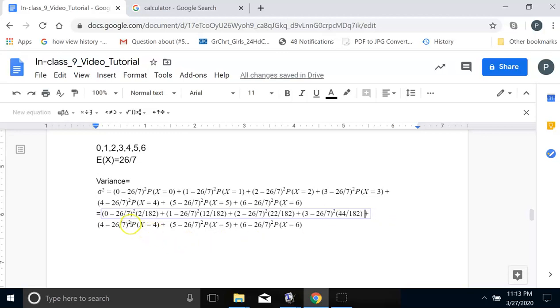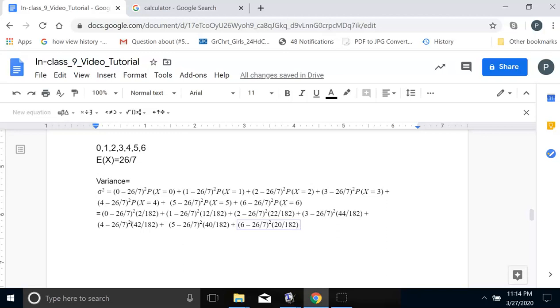Probability x is 4 was 42 over 182. Probability x was 5 was 40 over 182. And lastly, probability x was 6. You can check, it was 20 over 182.